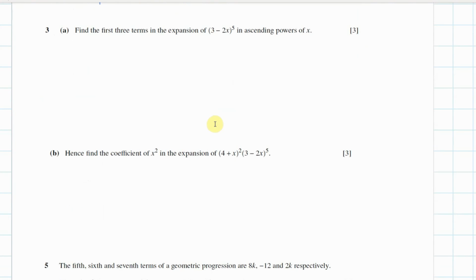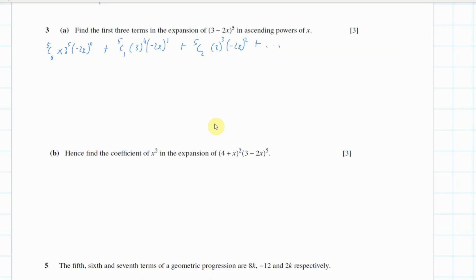Okay, the next one we've got to find the first three terms in this expansion. So this is binomial expansion. So 5 choose 0, 3 to the power of 5, obviously negative 2x is to the power of 0. That's the first one. The second one is 5 choose 1. The 3 will be to the power of 4, and the negative 2x will be to the power of 1. The third term is 5 choose 2. 3 is to the power of 3, minus 2x is to the power of 2. Dot, dot, dot. Okay, that's all we needed.